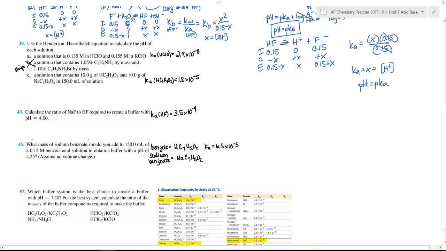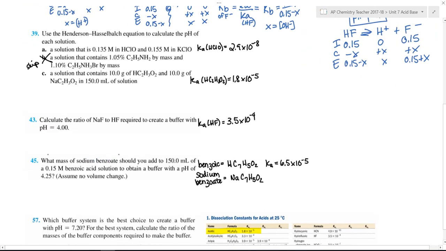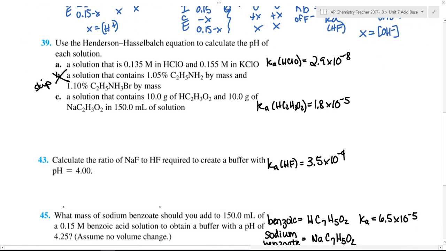These are from the textbook, and we already talked through a few buffer calculations. 39 is another example of calculating the pH of a buffer, and remember with these examples, you could either use the Henderson-Hasselbalch equation, which is pH equals pKa plus log A minus over HA, or you can use an ice chart and a K expression.